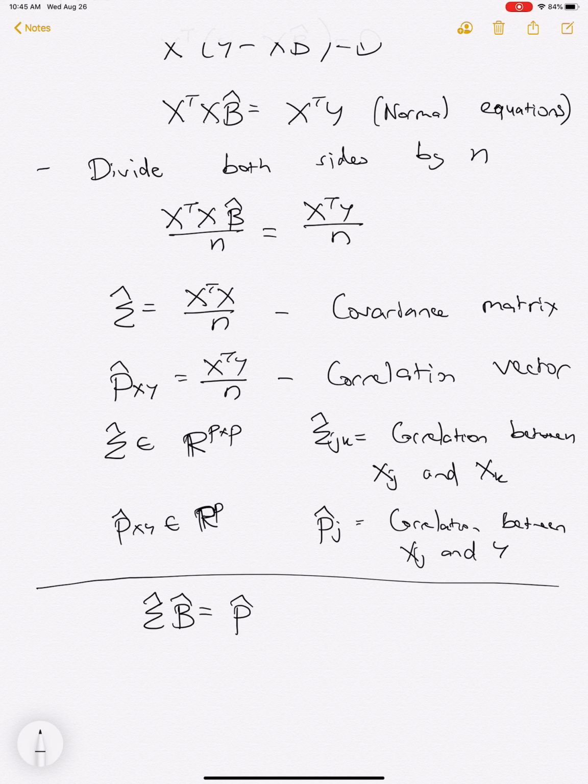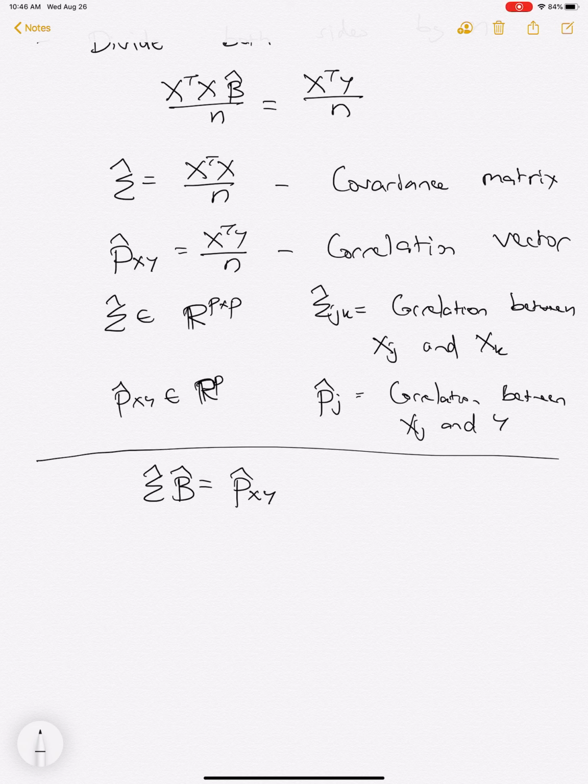I think we'll use rho hat xy. What that means is that the regression parameter is what you multiply by the sample covariance, and what you get is the sample correlation between x and y.